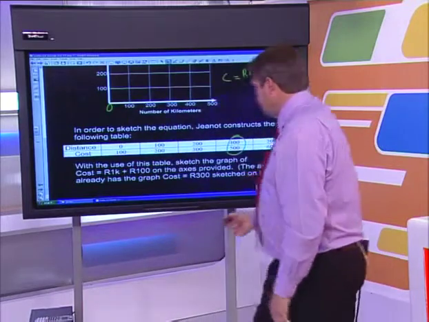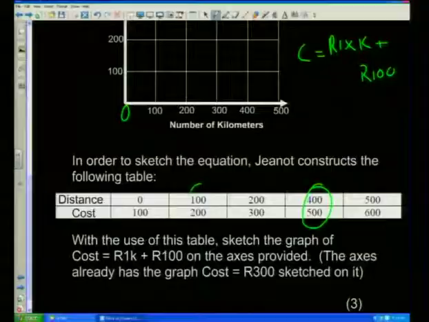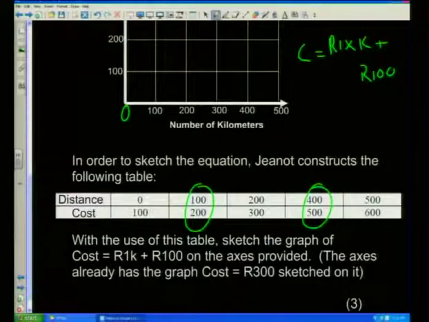So for traveling 400 kilometers, he's paying 500 Rand. That's what he's got. Let's have a look at this one over here. For 100 kilometers, every kilometer he travels, he pays 1 Rand. So for 100 kilometers, he's paying 100 Rand. But he's still got to pay the rental charge of 100 Rand as well. So 100 for traveling 100 Ks plus 100 for the rental gives me 200 Rand.